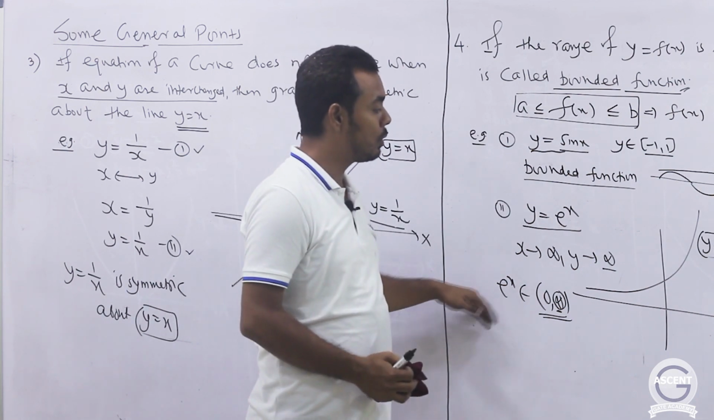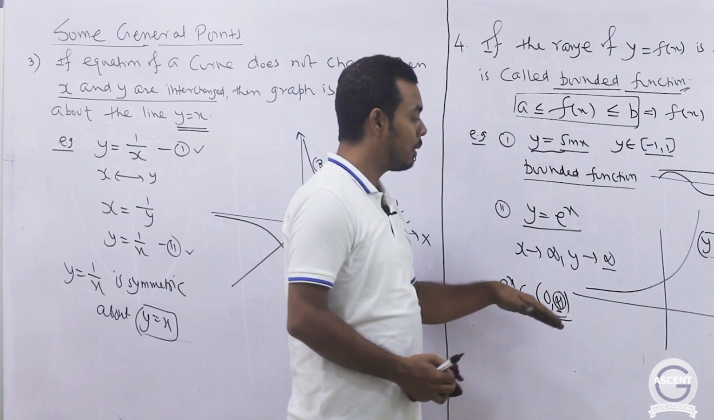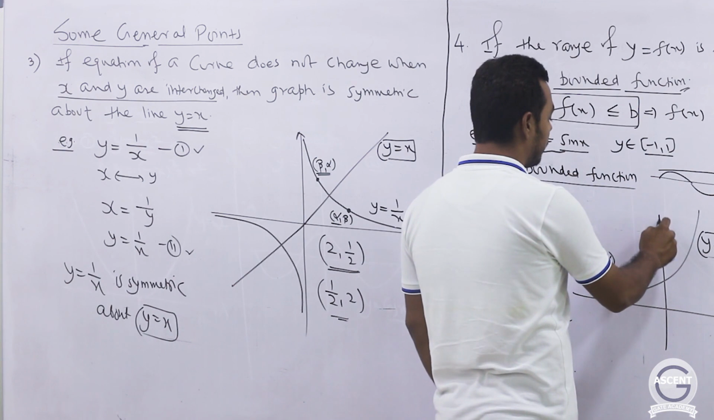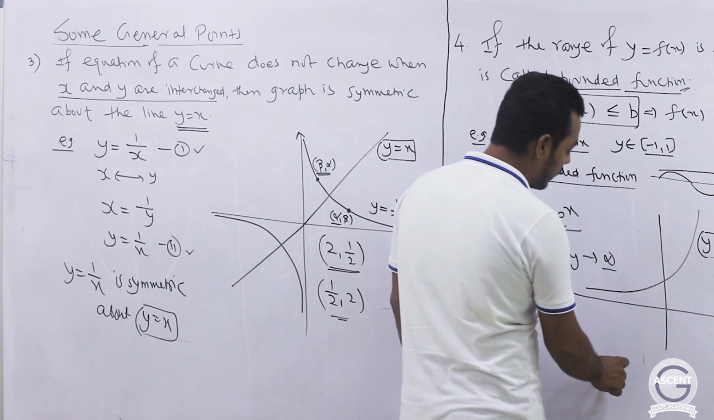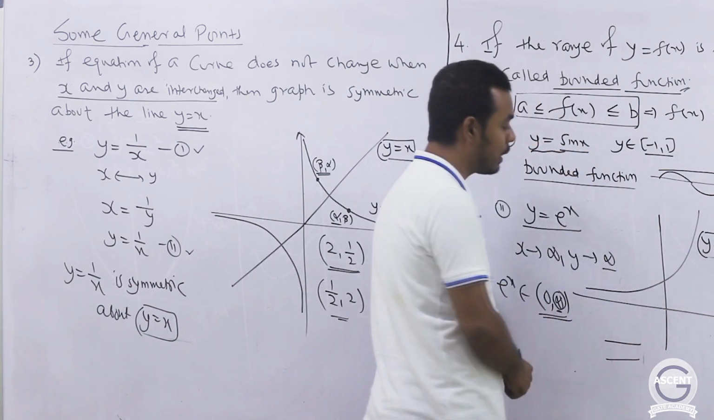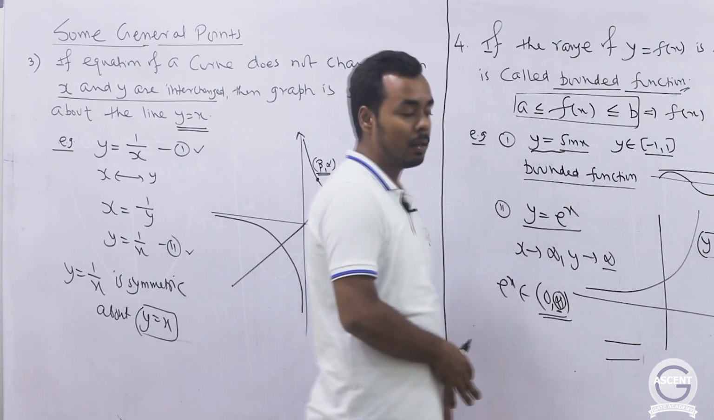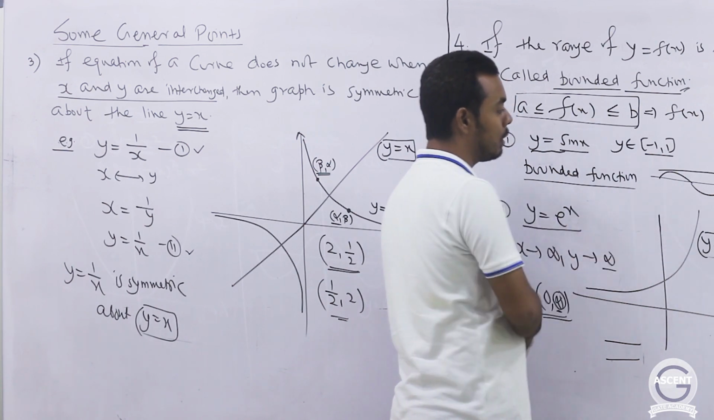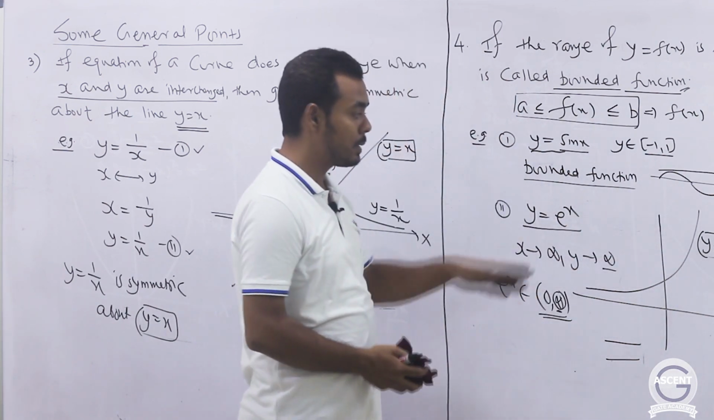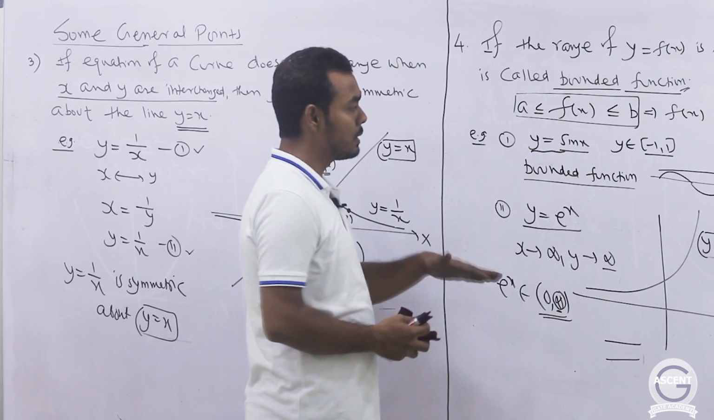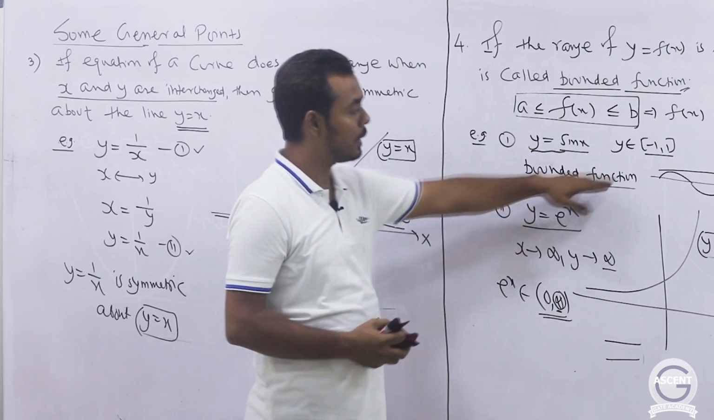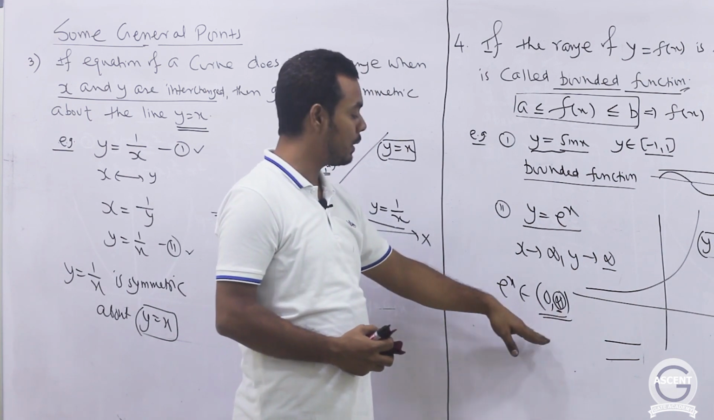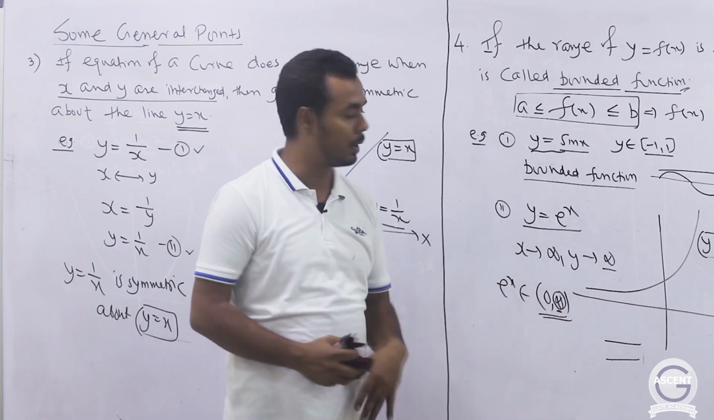You cannot find two horizontal lines between which this graph will always lie. You cannot confine this graph between any two parallel horizontal lines, and therefore it is unbounded. You cannot draw any line and say that below the line the graph will always be there. So this function is not bounded. In simple terms, bounded means the range of y is finite, and unbounded means you are getting either plus infinity or minus infinity or both infinities.